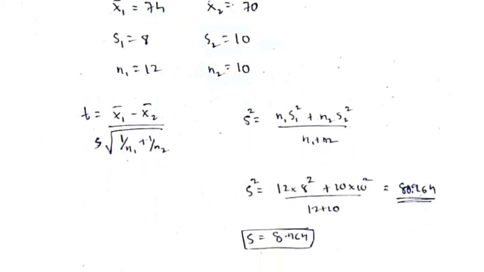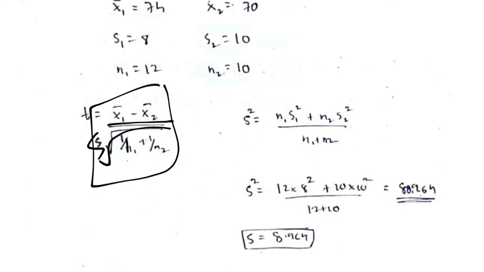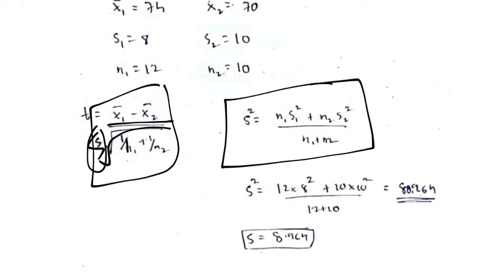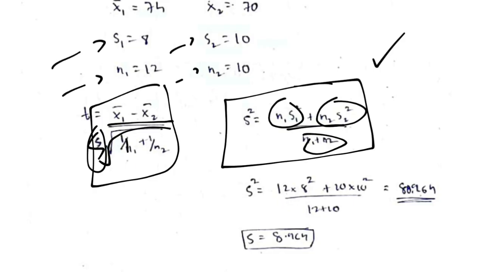Okay, then we will be finding out the t value. The equation is x1 bar minus x2 bar by s into root of 1 by n1 plus 1 by n2. Okay, the S value formula will be different for this one. Here it will be n1 s1 square plus n2 s2 square by n1 plus n2. S1 and n1 we have, s2 and n2 also we have. We will substitute to find out the value of s square first, then s.